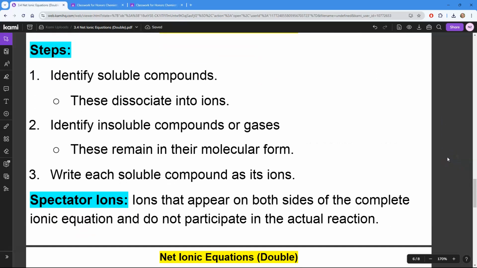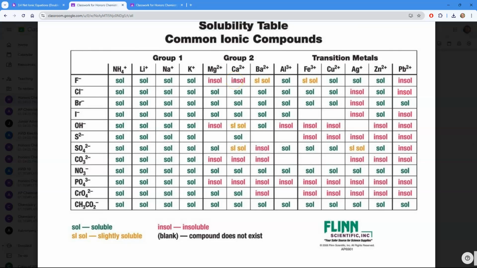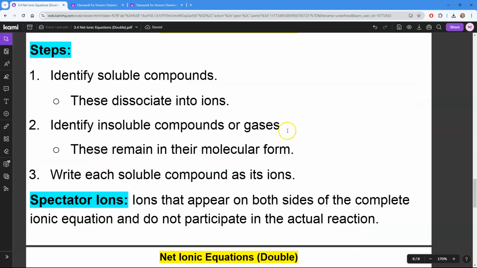Okay, so here are the steps to write out a net ionic equation. Okay, very similar to what we were doing before. We're going to identify all soluble compounds. So we're going to be using this table right here. Anything that's soluble will dissolve into ions. Anything that is solid will remain in their molecular form. Okay, so anything that is not aqueous will remain in its molecular form. Then we're going to write each soluble compound as its ions.